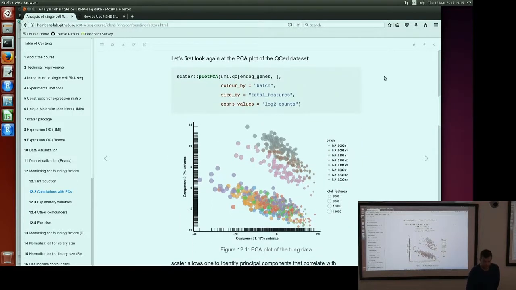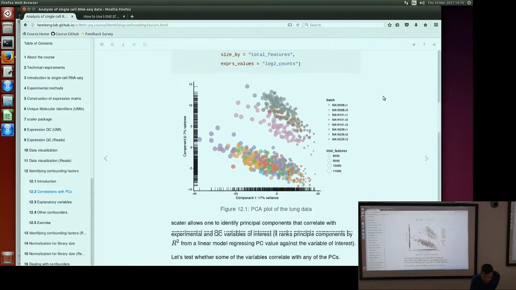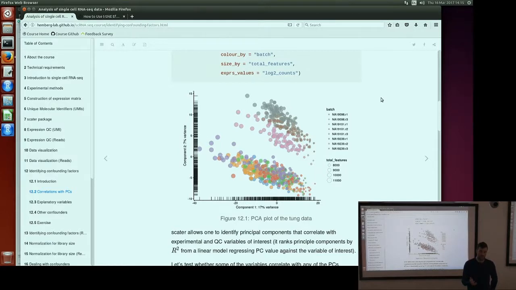So if we look at that PCA plot again of the QC data, this is what we see. Up here we see a group of cells from replicates from a single patient, clustering visually differently from the others. With a particular plot in scater, we can see that component 1 explains 17% of the variance, component 2 explains 7% of the variance, and subsequent principal components will explain correspondingly lower proportions of the variance.